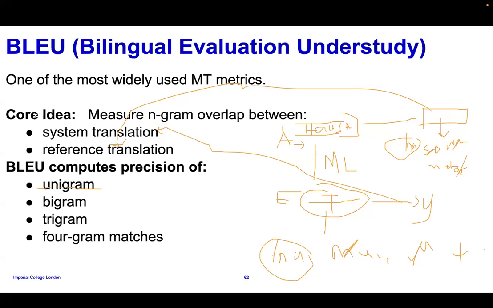So you can see the core idea is to measure n-gram overlap. We know what the word overlap means, right? N-gram overlap between system translation and reference translation. So between the reference translation, the one that the human made, and the one that the machine made, it compares the overlap. Do we have overlap between machine and human? When the overlap is high, is the translation good? Can somebody tell us the answer?